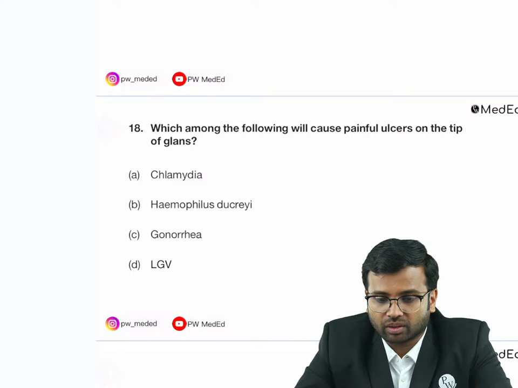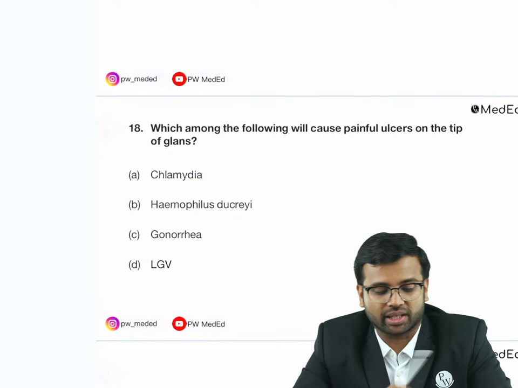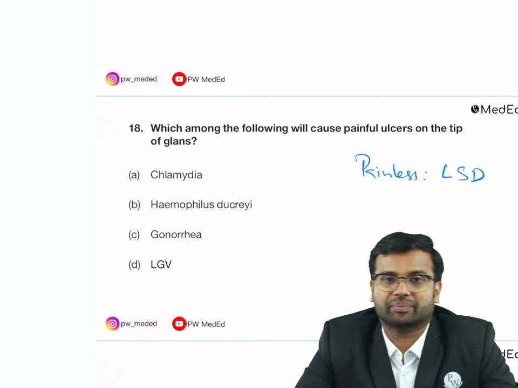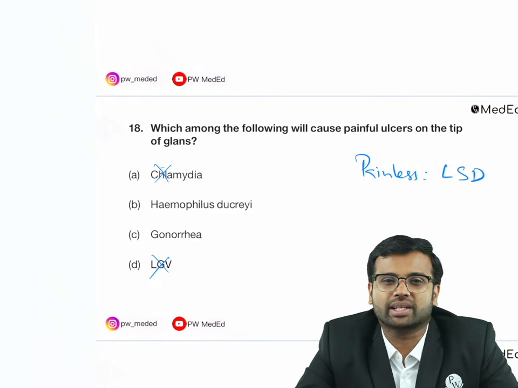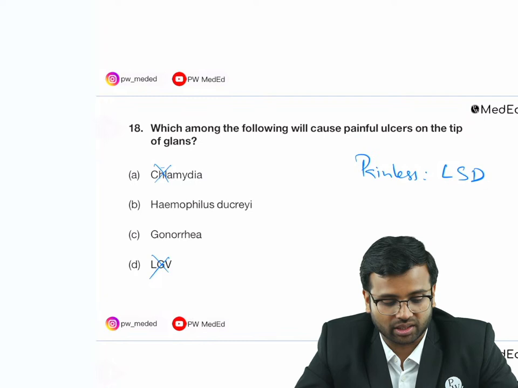So painful. So what is the easiest way of dealing with this question? Painless ulcer is going to be LSD. Okay. So with that, we know that this is also gone. This is also gone, isn't it? Now, gonorrhea usually doesn't cause ulcer. What does it cause? It usually causes a genital discharge disease, isn't it? So this is also ruled out.